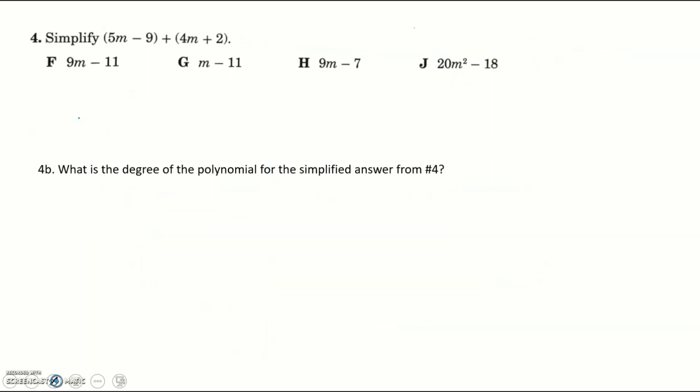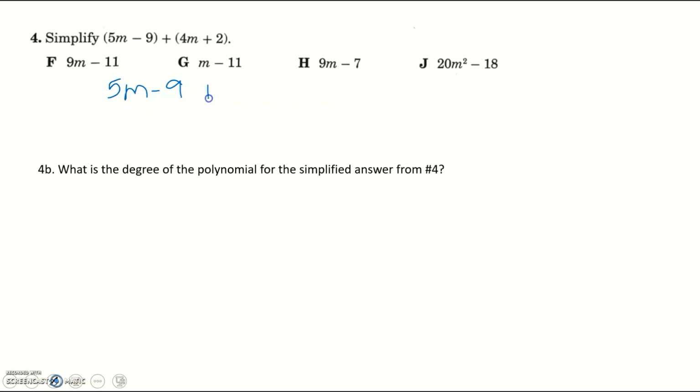Simplify 5m minus 9 plus 4m plus 2. We're just adding two polynomials here, right? There's no multiplying in between, no distributive or FOIL or anything like that. If there was a subtraction, if this was a minus sign in between, then we would want to distribute that subtraction to both of the terms in the second parentheses. But really, we can just drop the parentheses.